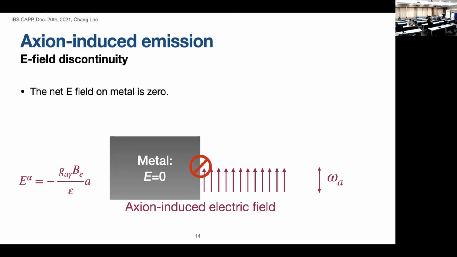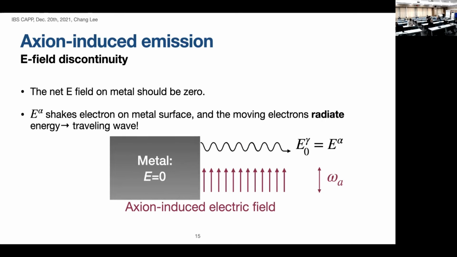However, outside is the E_a. So there is a very stark discrepancy of the electric field. This is not allowed by Maxwell's equations. What's actually happening is that there is a traveling wave coming from the metal, and this traveling wave exactly compensates the axion-induced electric field and makes the electric field on the metal surface exactly zero. Another way you can understand this problem, the way I understand it, is that this standing wave oscillates and shakes the electrons on the surface, and any charged particles will accelerate and radiate their energy, and this energy is the traveling wave you see.